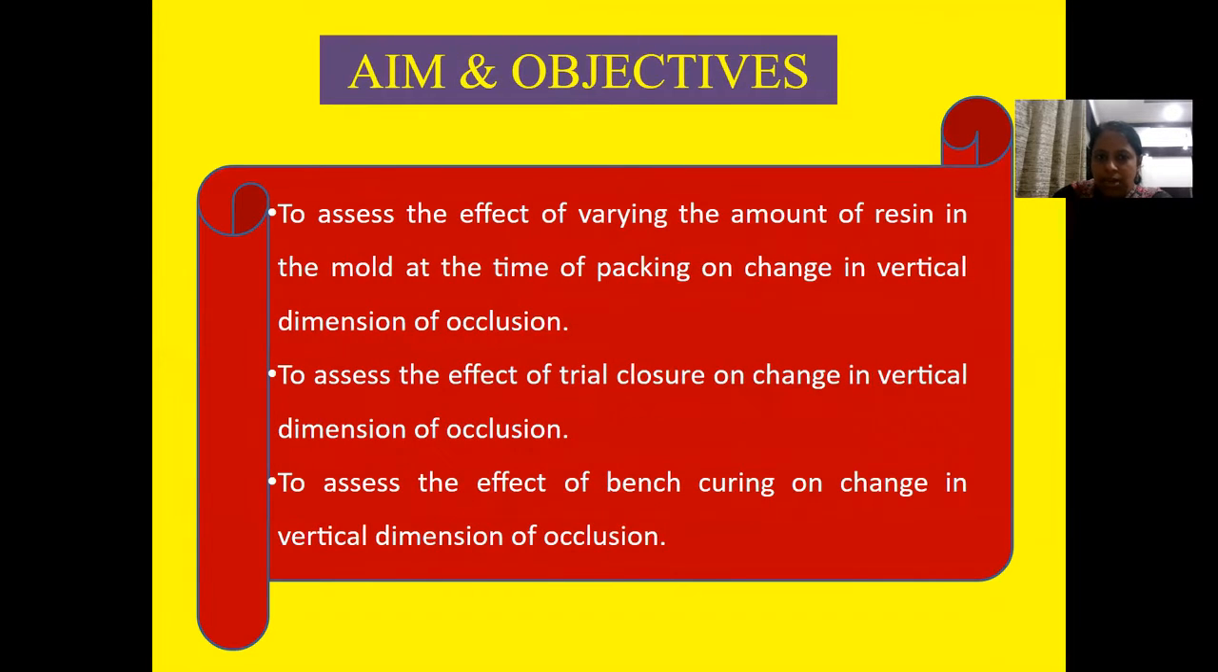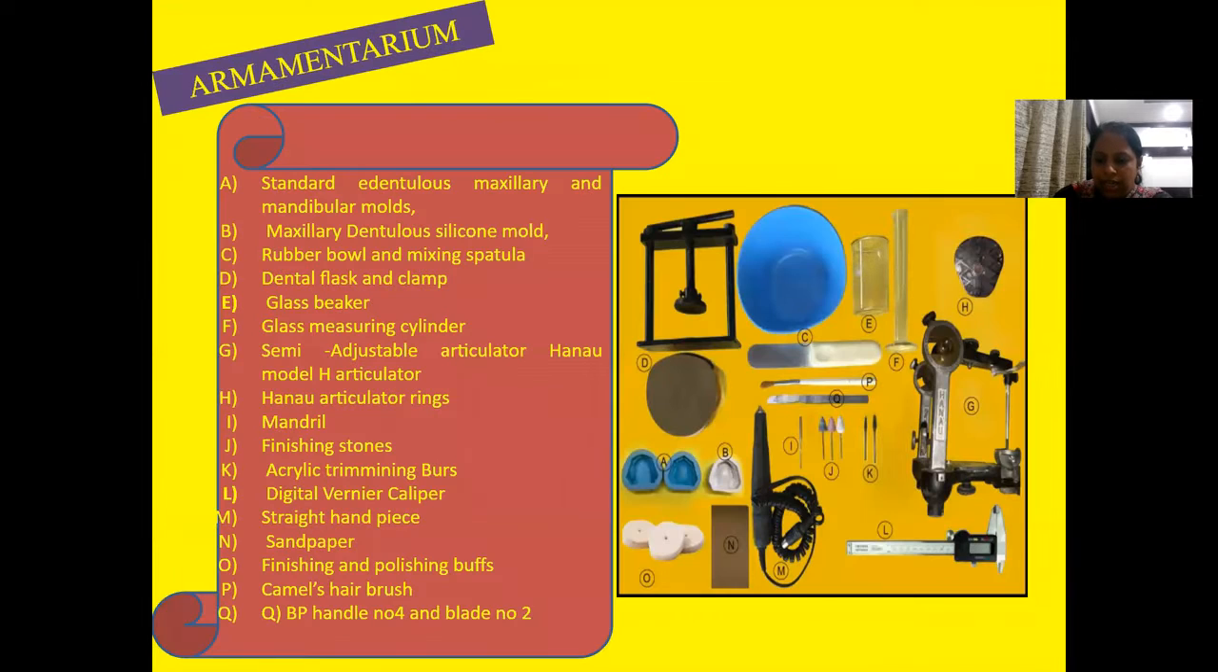The aim of my study was to check the effect of varying the amount of resin in the mold at the time of packing on the change in vertical dimension of occlusion, the effect of trial closure on change in vertical dimension of occlusion, and to assess the effect of bench curing on change in vertical dimension of occlusion after denture processing. These are the armamentarium used in my study.